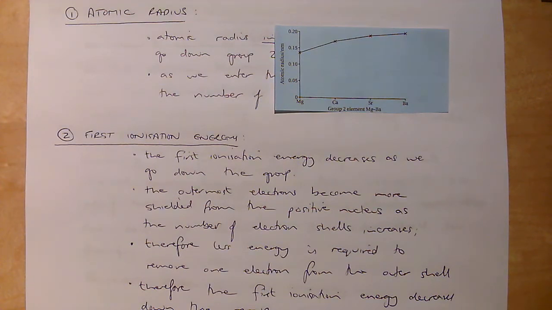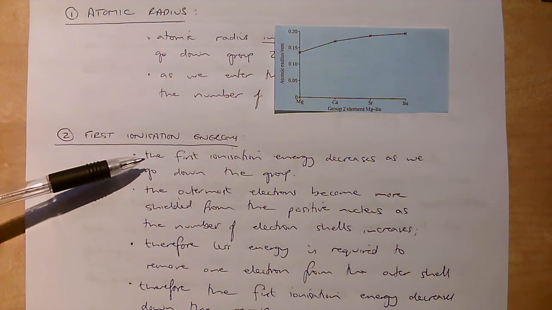The next physical property we've got to consider is the elements' first ionization energies. Now if you remember back to part 1, first ionization energy was the energy required to remove 1 mole of electrons from 1 mole of atoms in their gaseous state. So basically we're looking to see which of these elements can lose that 1 electron from its outer shell most easily.